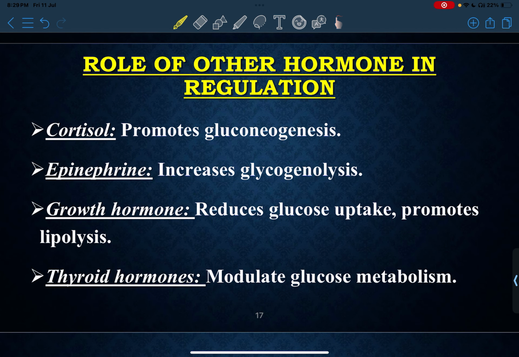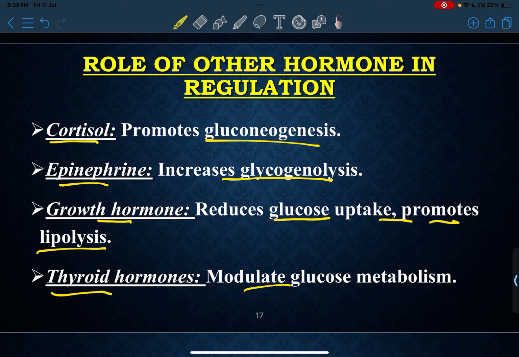Role of other hormones. There are also other hormones which regulate blood glucose. Cortisol promotes gluconeogenesis, epinephrine increases glycogenolysis, growth hormone reduces glucose uptake and promotes lipolysis, and thyroid hormone as well. You can see all these hormones are hyperglycemic.